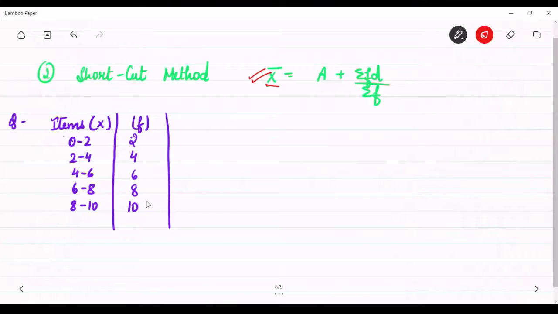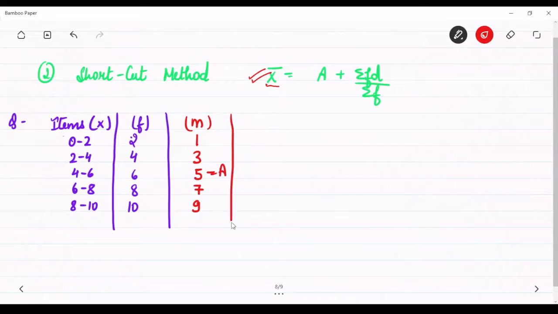So what is the thing that we need to calculate here first? A, right? Under this method, we are going to calculate A from the M. And what was the M? M was the midpoint. So 0 to 2, midpoint is 1. Here 3, here we are having 5, 7 and 9. These are the midpoints. Let us assume 5 as A.